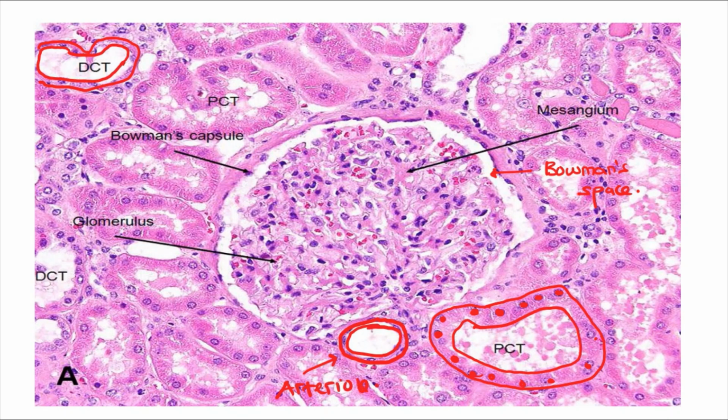So I expect you to draw this at high power and the low power that I showed you, focusing mainly on the renal corpuscle, labeling the glomerulus, the Bowman's capsule, Bowman's space, mesangium, the PCT, the DCT, and the arterioles.